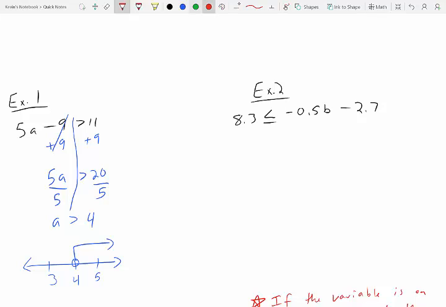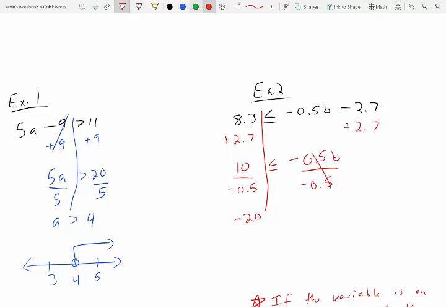Example 2 is a little different, so we have to draw our line down still. We have to get rid of the 2.7, so I say plus 2.7, plus 2.7, and I get 10, so less than or equal to negative 0.5 times b. Now I have multiplication here, so again I have to divide, and divide by negative 0.5, negative 0.5, I get negative 20, and I'm left with b over here.